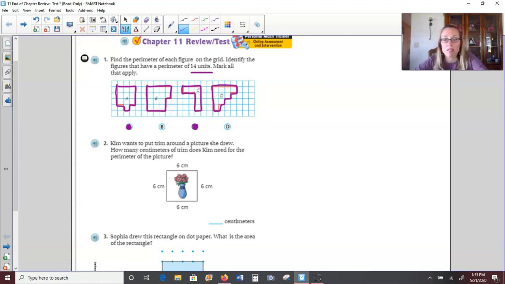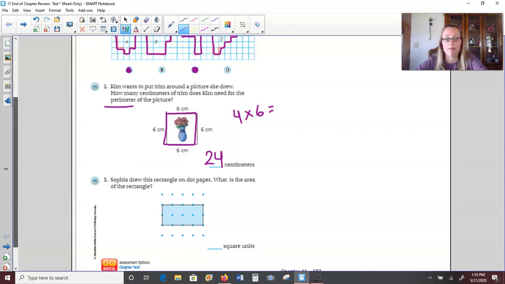On number 2, it says that Kim wants to put trim around a picture she drew. How many centimeters of trim does Kim need for the perimeter of the picture? So we're going around the outside here, and I see that this is a square because it has 4 sides, and each side is 6 centimeters. So instead of adding 6 plus 6 plus 6 plus 6, I could do a quick multiplication. 6 times 4 or 4 times 6 equals 24. So she would need 24 centimeters of trim.